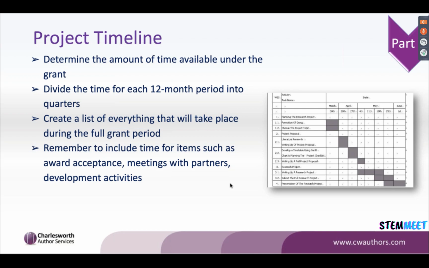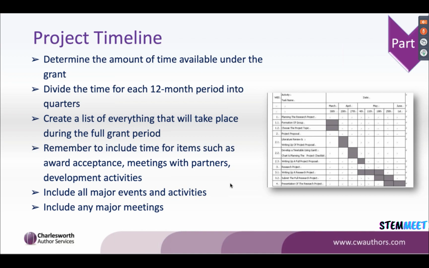So once you get the award, you generally can't just start the work that day. You've got to process the award at your institution. And you've also got to have meetings with your partners. Maybe you have to develop some instruments still. So all of the things that have to happen before the actual research project can begin, you want to include time for those. And then you list all major events and activities that are part of the grant, and you include those. And any major meetings.